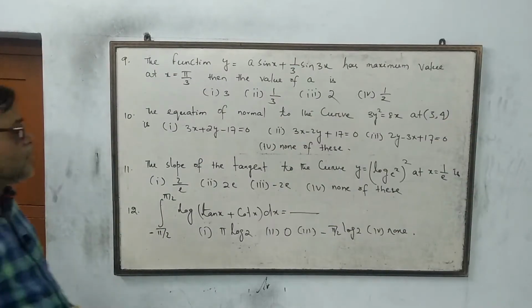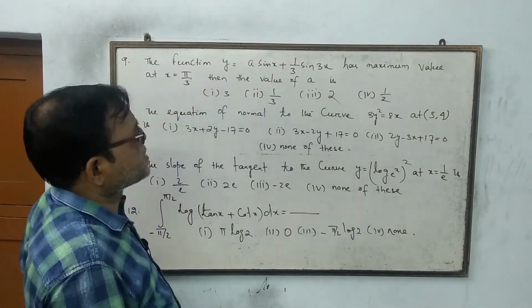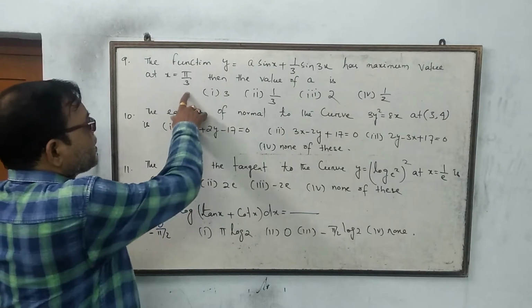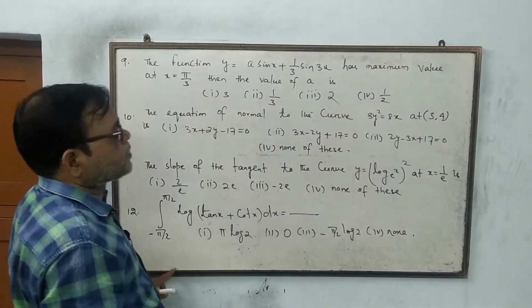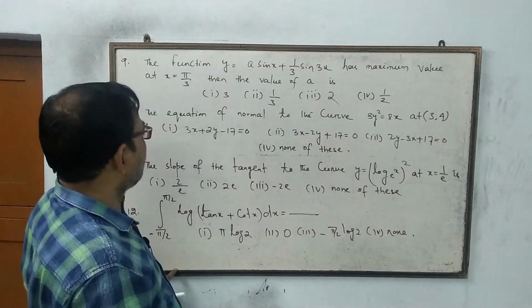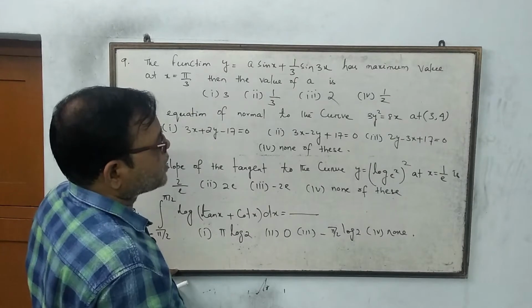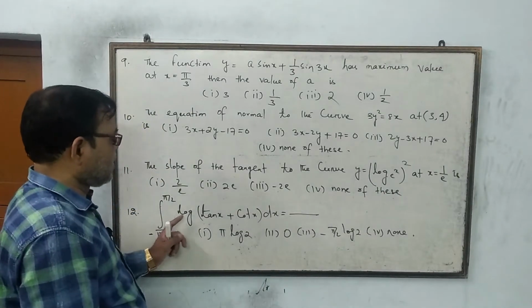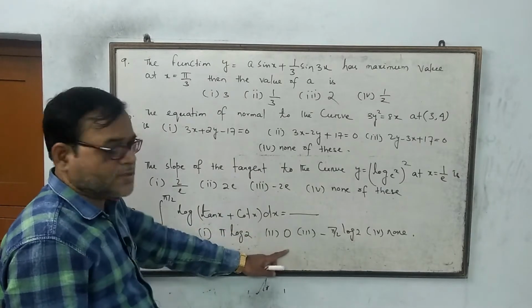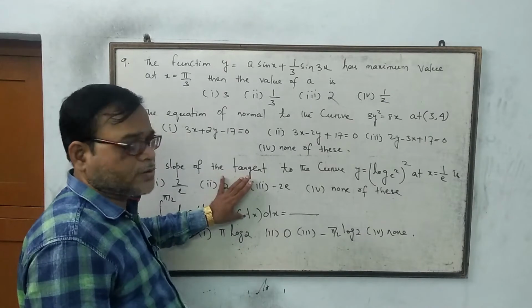Okay, next, the function y equal to a sin x plus 1 by 3 sin 3x has a maximum value at x equal to pi by 3, then the value of a is equal to dash. The equation of the normal to the curve 3y square equal to 8x at 3, 4 is dash. The slope of the tangent to the curve y equal to log x whole square at x equal to 1 by e is dash. Integration from minus pi by 2 to pi by 2 of log of 10x plus cot x dx equal to dash. Please students, these questions should be practiced more and more.